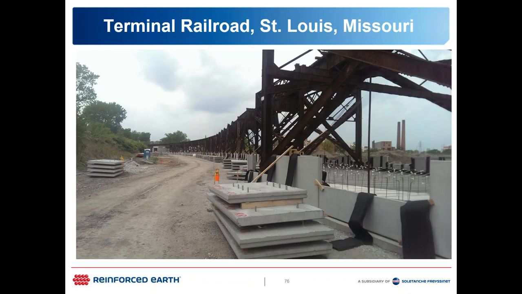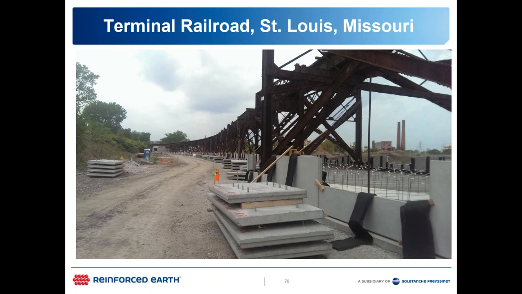This is a similar project for the Terminal Railroad. The Terminal Railroad operates the railroad bridge across the Mississippi River in St. Louis. This is the west approach. Again, the existing steel structure was replaced by an MSE type structure. But in this case, instead of using the sand or gravel that was used on the CN project, this one used a lightweight fill as the backfill.